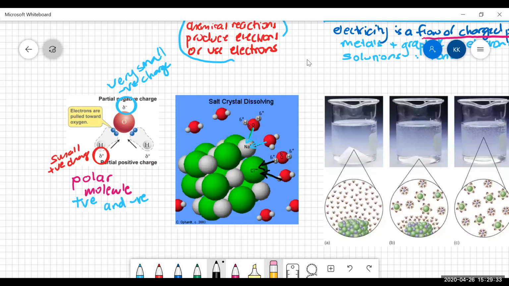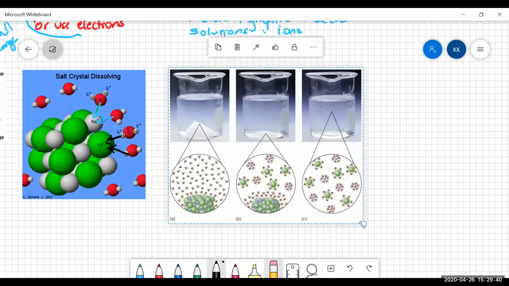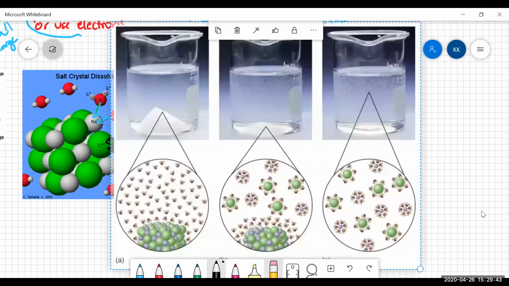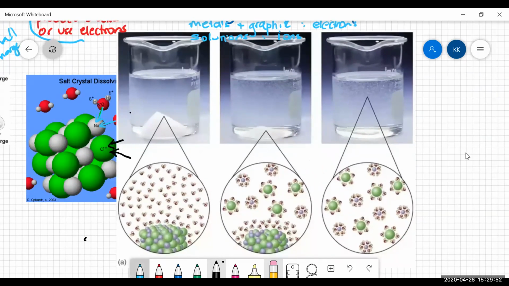But I've got this diagram over here. Might just pull that up in size a little bit, which shows you what's actually happening. So in this first picture here, we see that we've got the salt and all of the millions of water molecules coming in, and they're going to be pulling the ions from the outside.